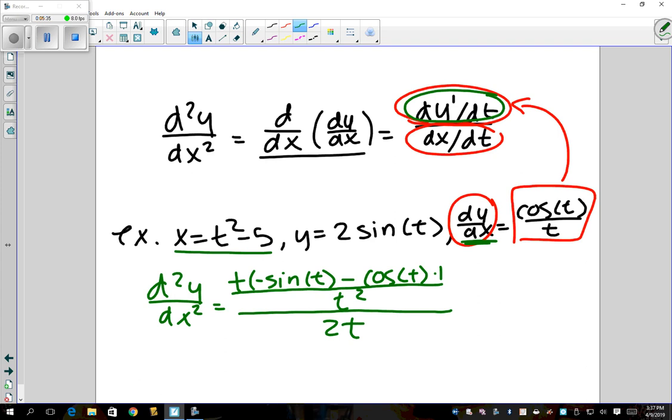And so then I can try to simplify this a little bit. I'm just going to leave this as negative t sine of t minus cosine of t. And then I'm going to move this 2t up by multiplying by 1 over 2t. And so that just becomes 2t cubed.